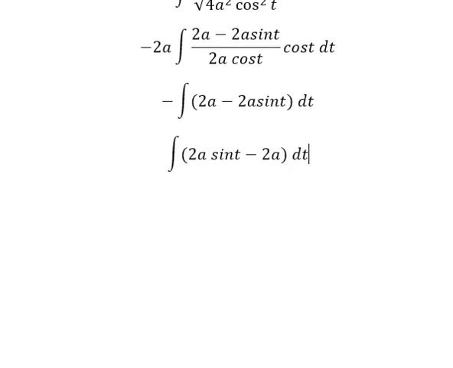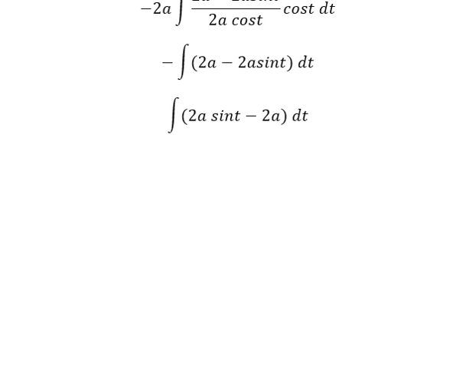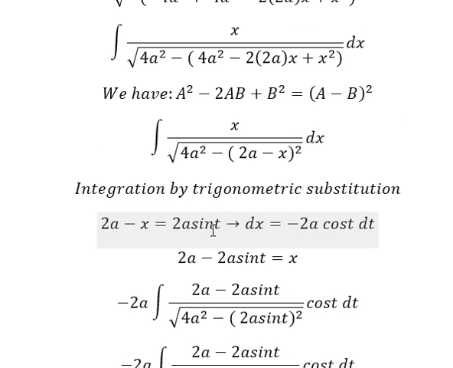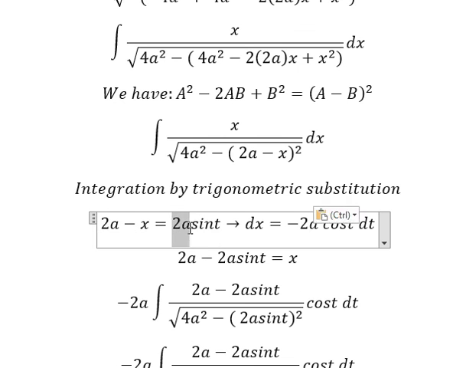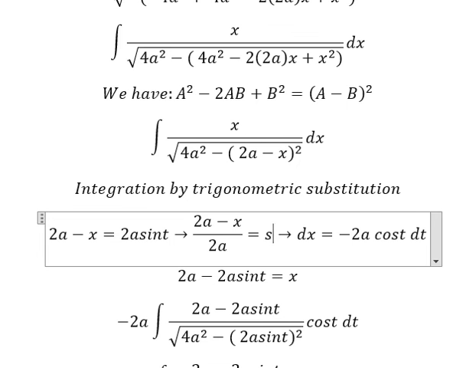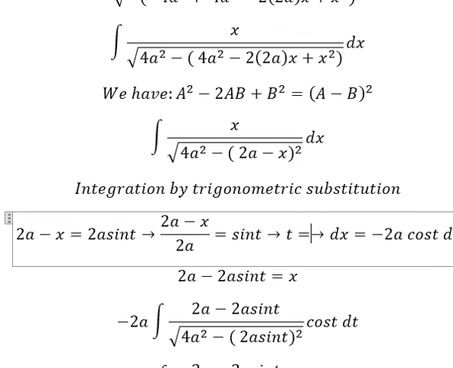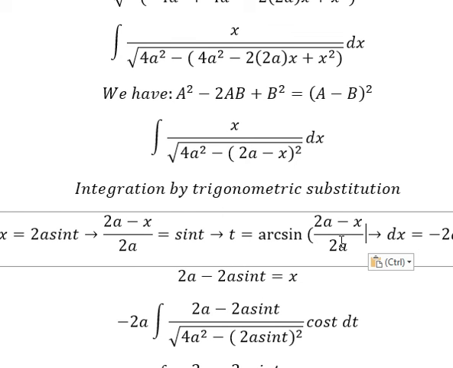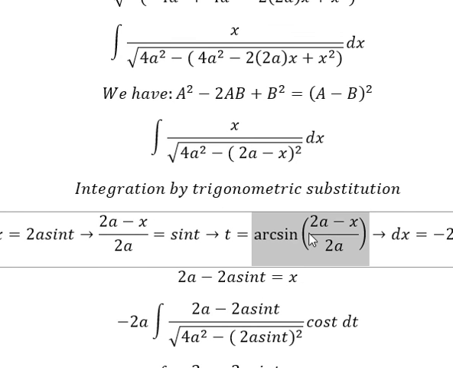So the integration of sine t, we have negative cosine t. This one we have negative 2at, and I will put about c. About t, that is about this one. So we divide both sides by 2a. So we have t equals to arc sine of this one. So I will put this one to change for t.